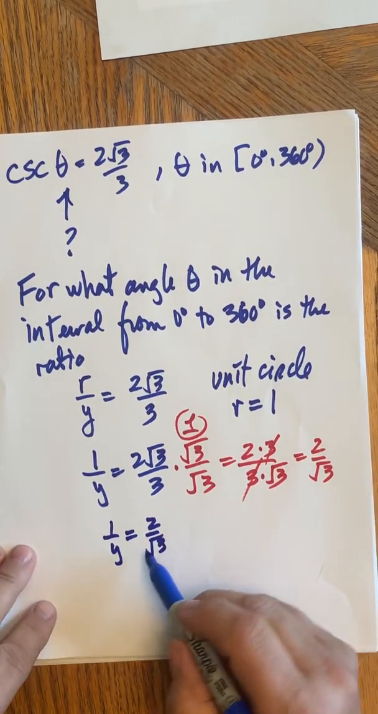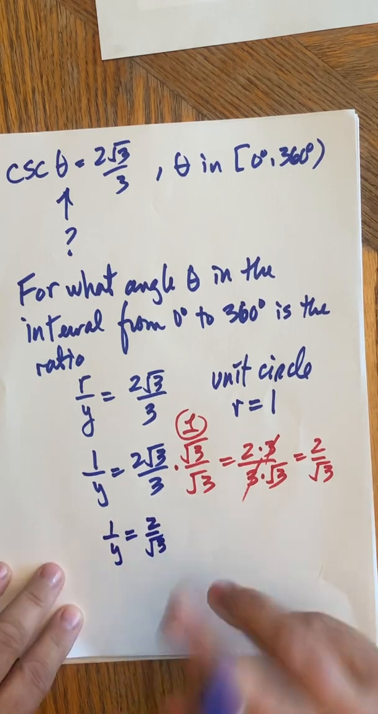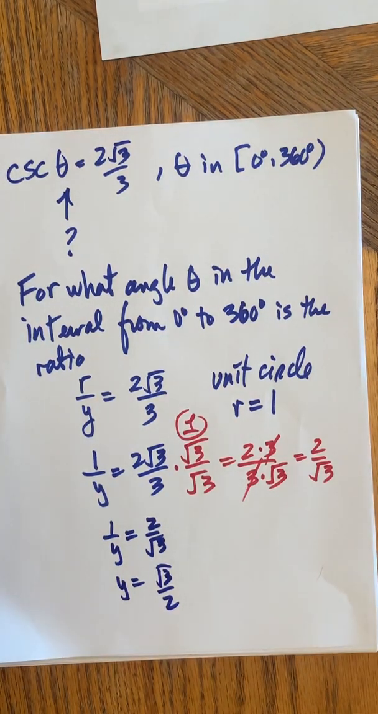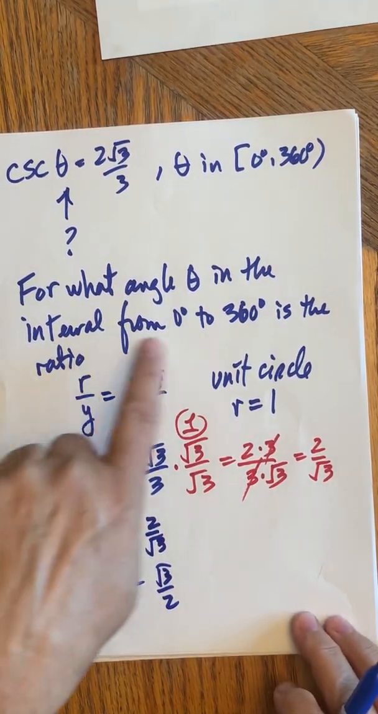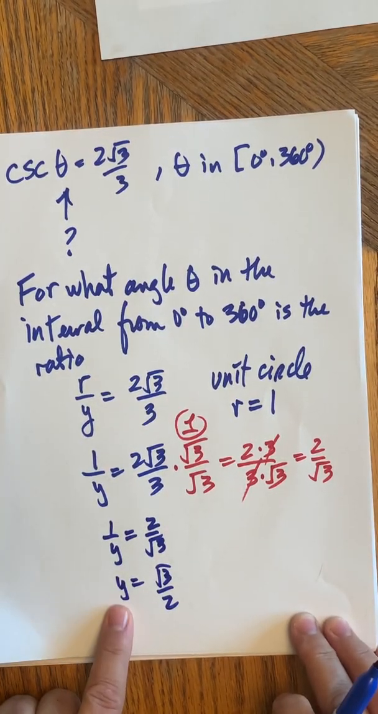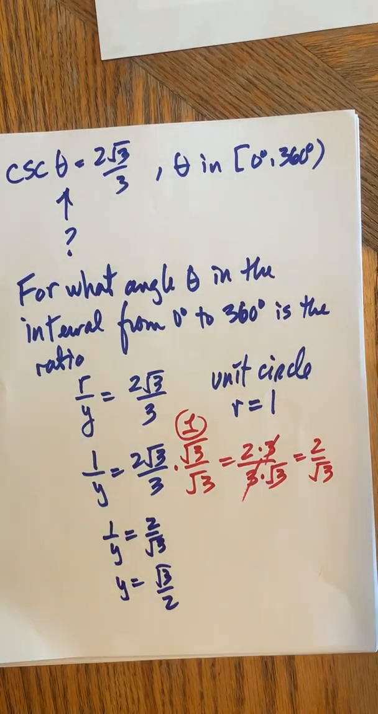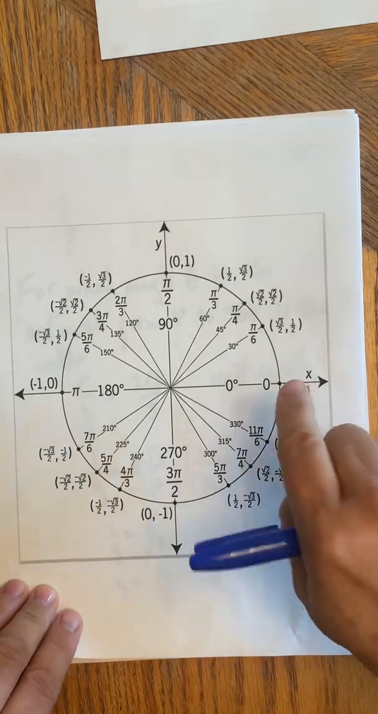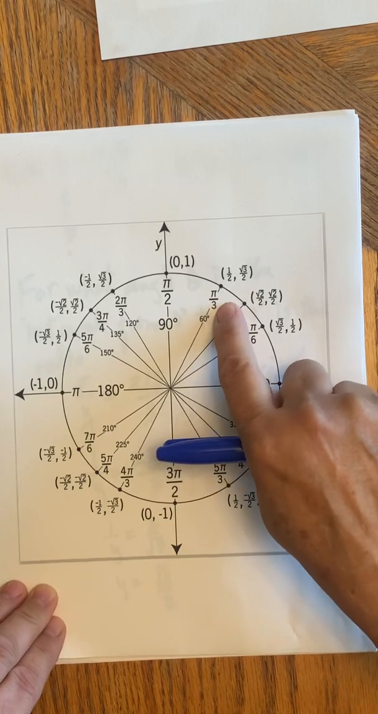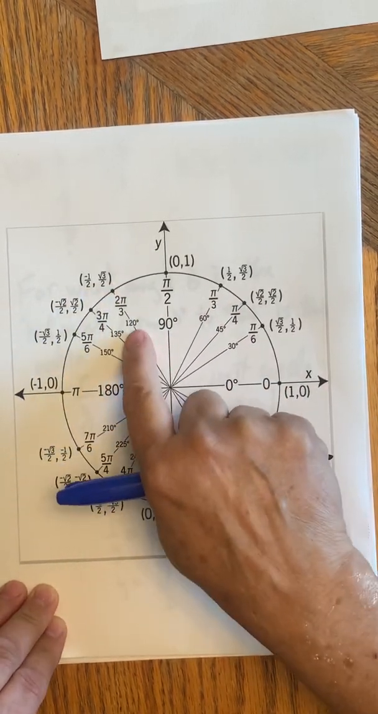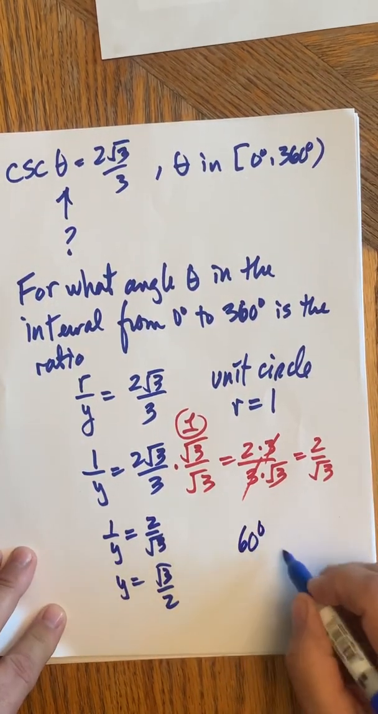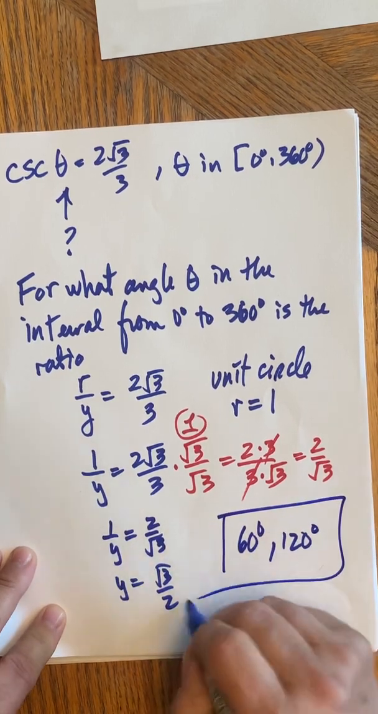And of course now, because I want y in the numerator, take a reciprocal, and I'll have y equals square root 3 over 2. Now I recognize this question. Now I can say, I want to know for which angle in the interval from 0 degrees to 360 degrees is the y coordinate a length of square root 3 over 2? There we go. Now I can recognize this. The y coordinate square root 3 over 2 is here at 60 degrees or pi over 3. And where else? Over here at 120 degrees or 2 pi over 3. Since this is in degrees, we'll say 60 degrees and 120 degrees. So that's the answer to that question.